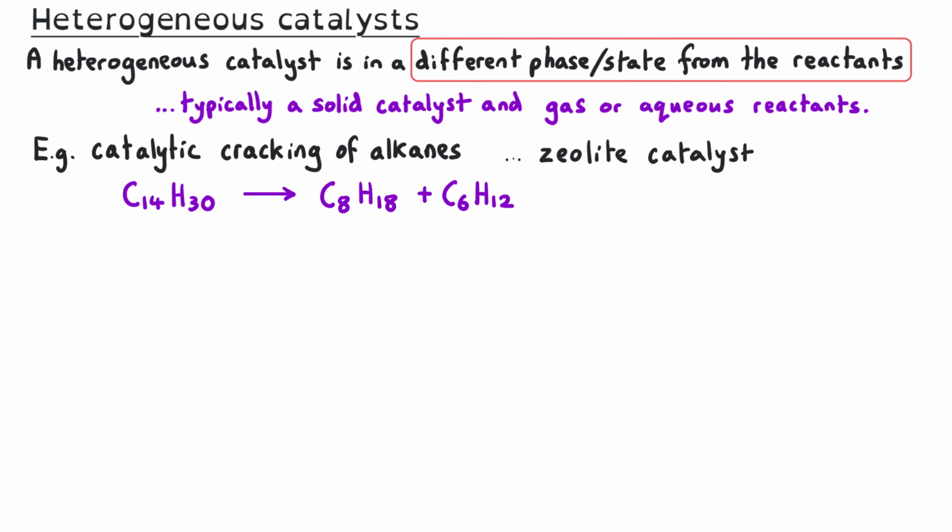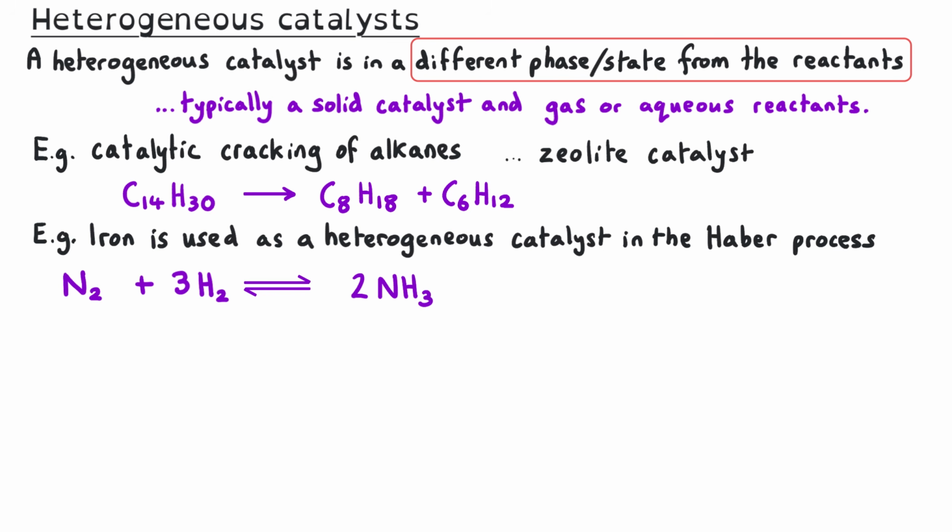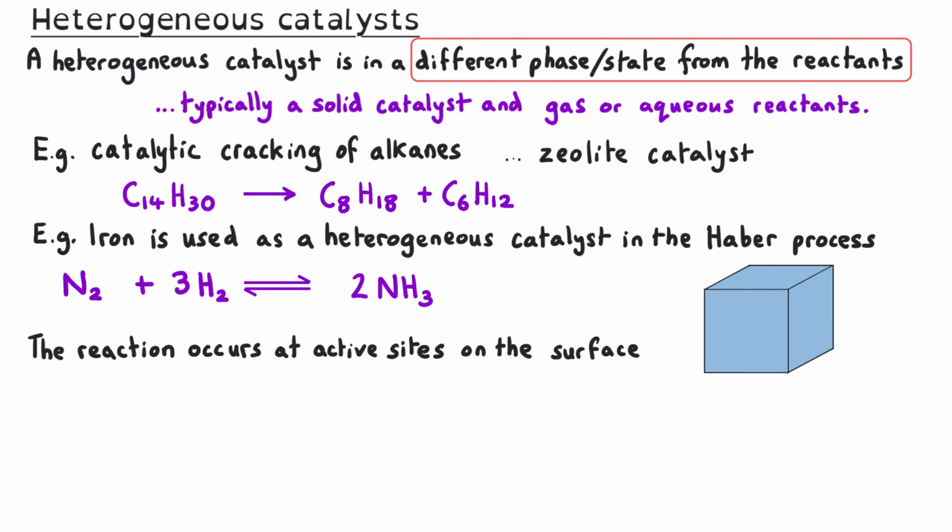For a second example, iron is used as a heterogeneous catalyst in the Haber process, where nitrogen from the air reacts with hydrogen from natural gas in a reversible reaction that reaches equilibrium and produces ammonia. The reaction occurs at active sites on the surface of the metal catalyst, and these active sites are often d orbitals of the metal atoms.